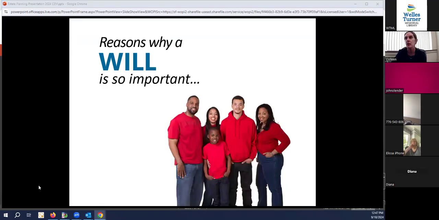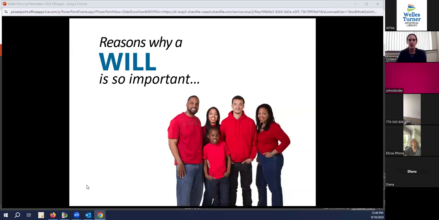All right, so here we go into the will. This is the cornerstone. This is what we imagine as the picture next to estate planning, if it were in your dictionary or encyclopedia. Why do we want to have a will?